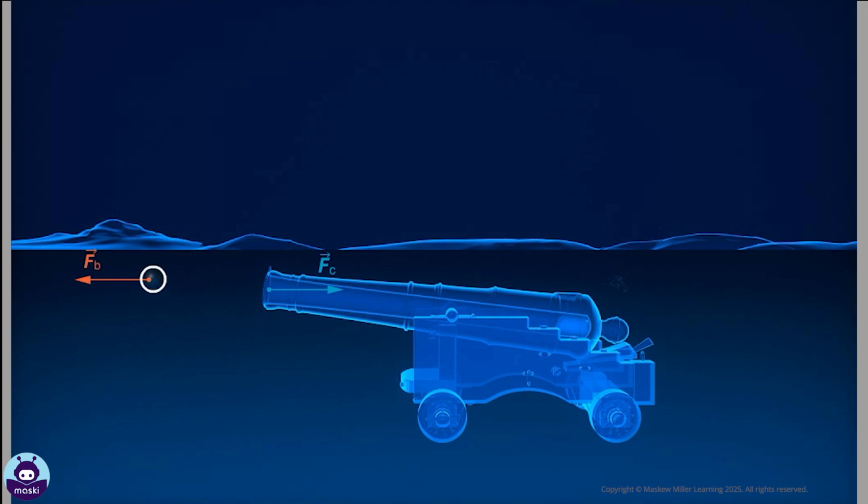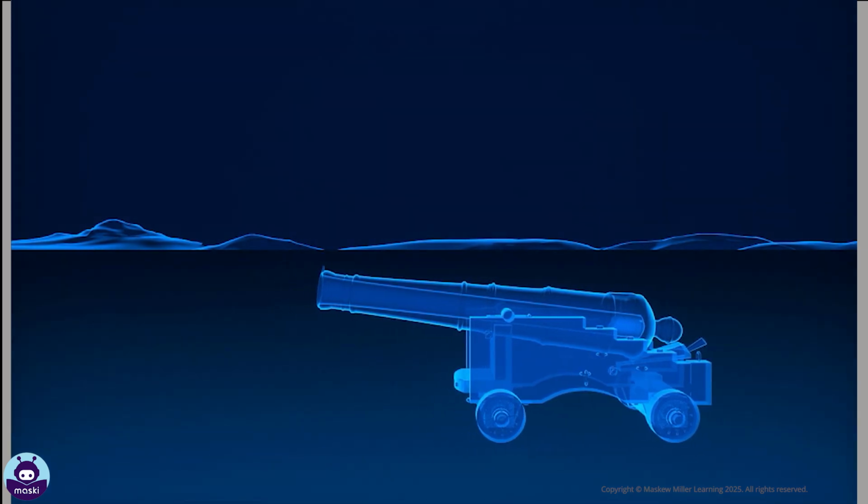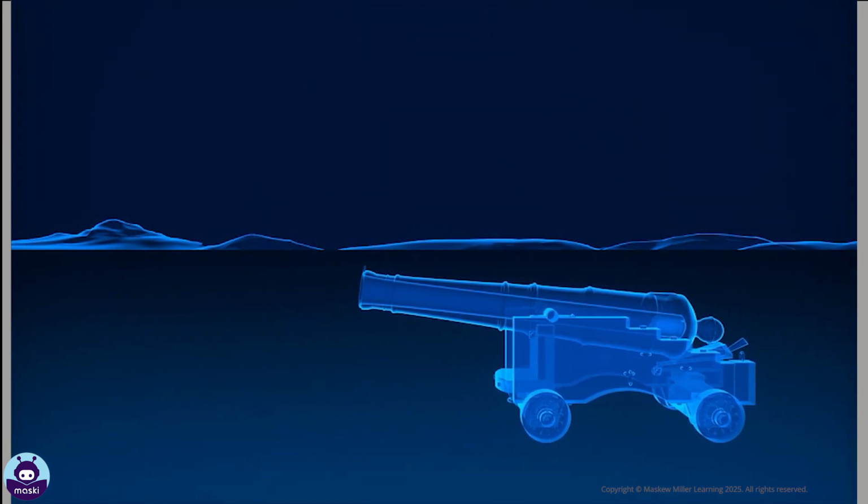If we consider the cannonball, there is a net force acting towards the left, hence it momentarily accelerates towards the left according to Newton's second law. It travels far, since its mass is low. If we consider the cannon, there is a net force acting towards the right, hence it momentarily accelerates towards the right, according to Newton's second law. It travels a small distance, since its mass is high.